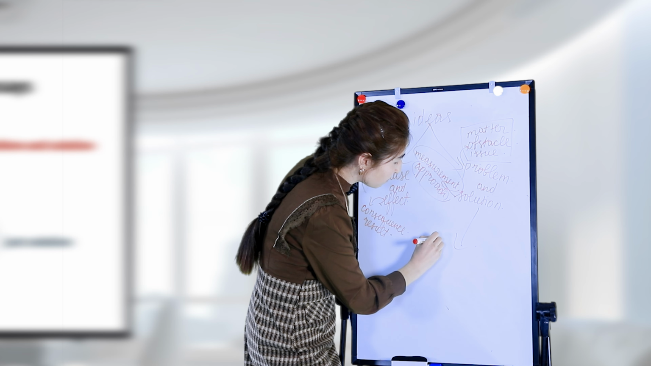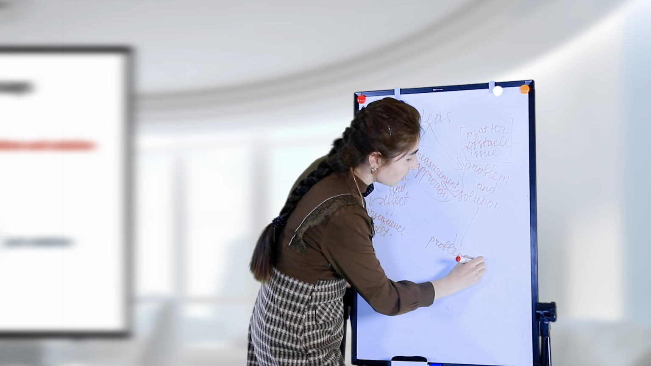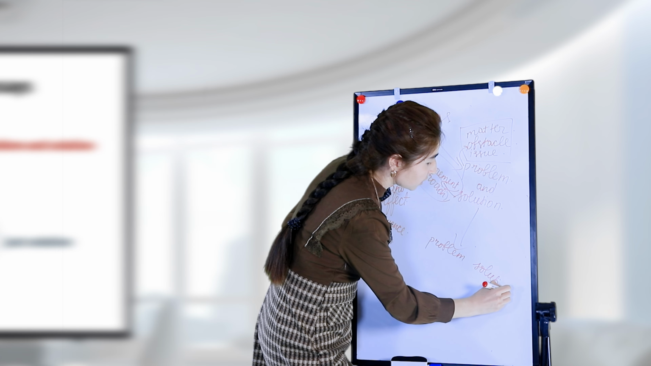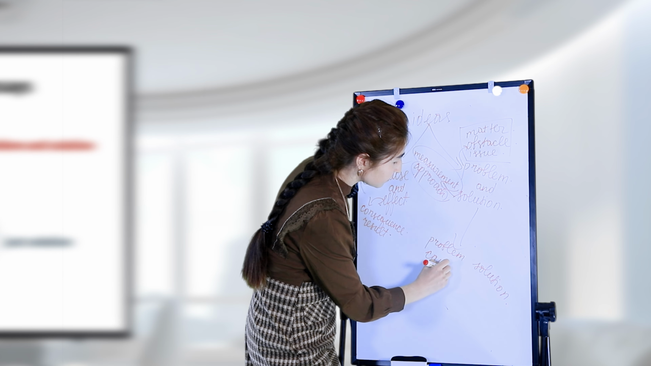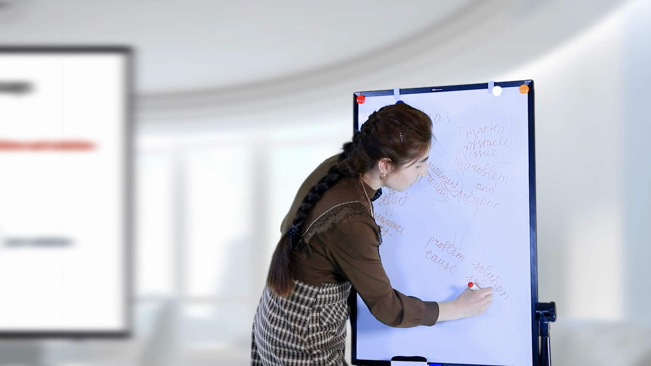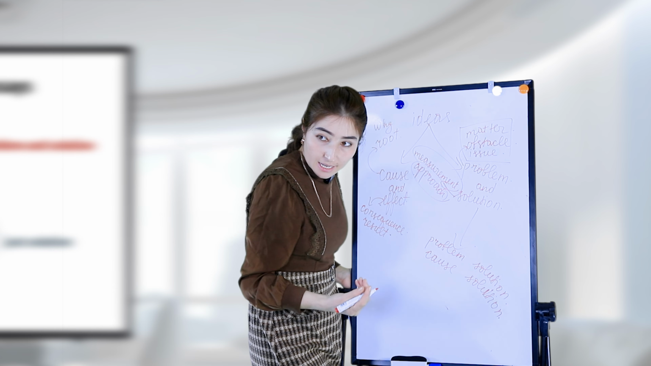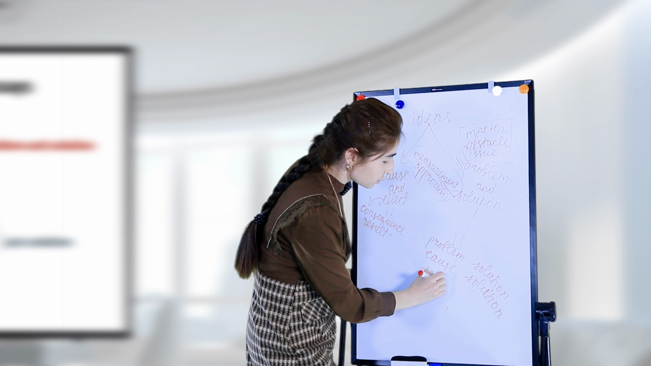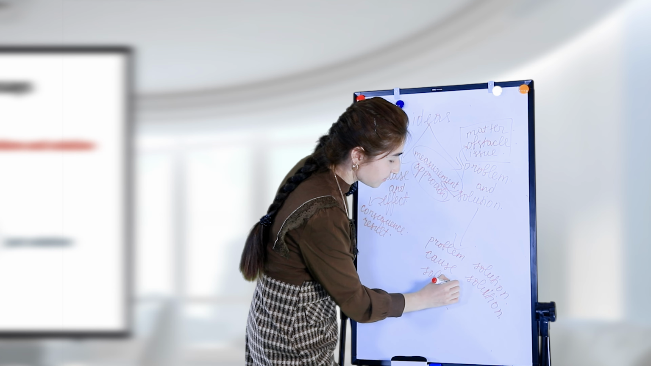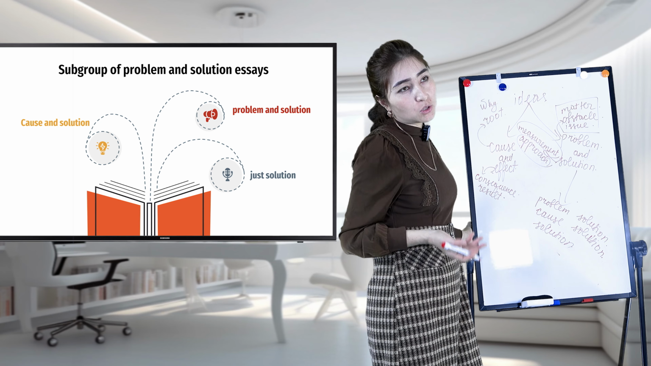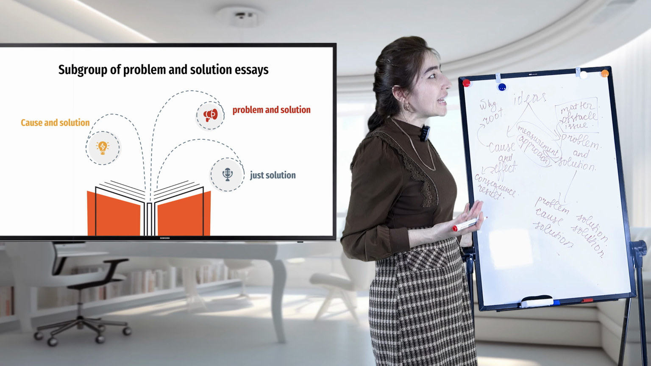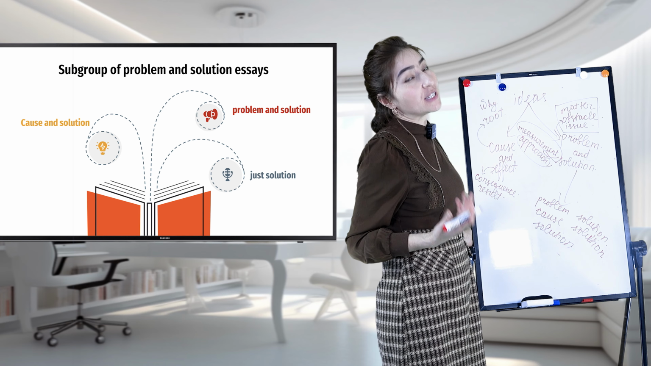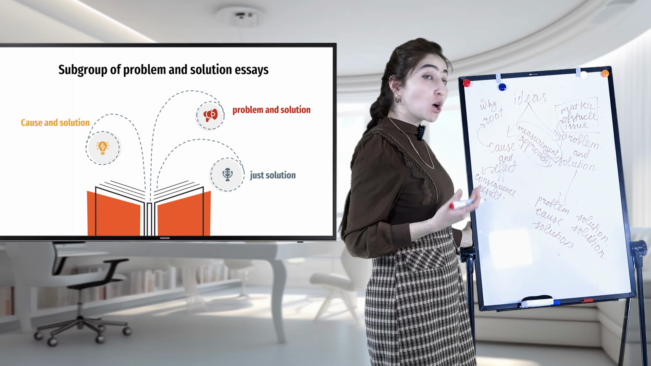They are presenting problem and solution, or they are asking you for cause and solution, and sometimes they are asking you just for solution. So how can we differentiate them? For example, if we are asked problem and solution, the question will finish in this way: what are the problems of this phenomenon and how can we solve it, or how can we sort it out? It's called a problem and solution essay.